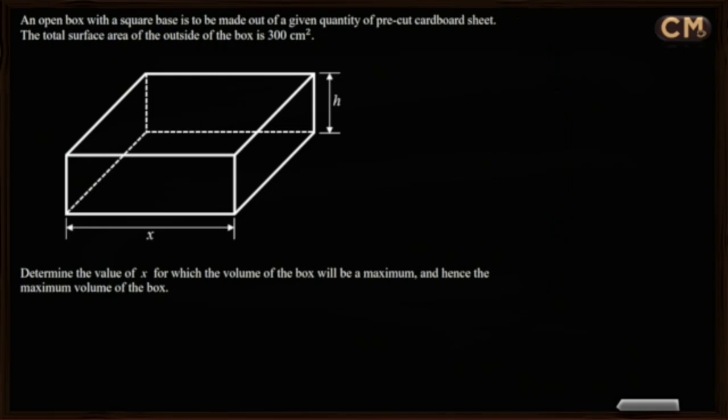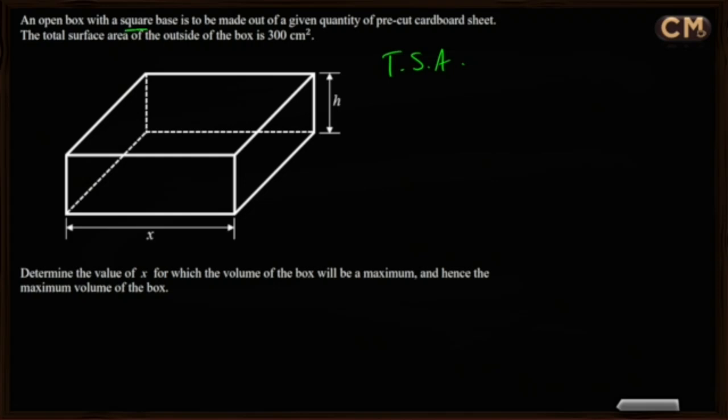what does the question want? It wants us to determine the value of x for which the volume of the box will be a maximum. So let's have a look at how we tackle this. What we are going to need is the total surface area. So for that, let's just follow what's happening.